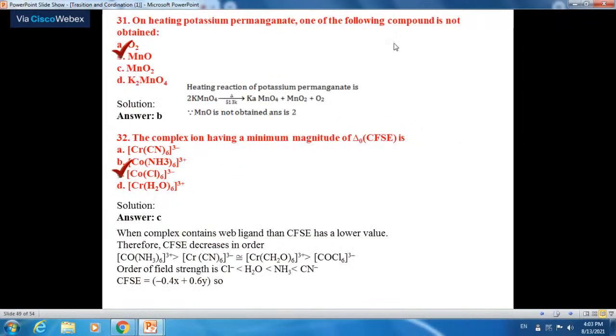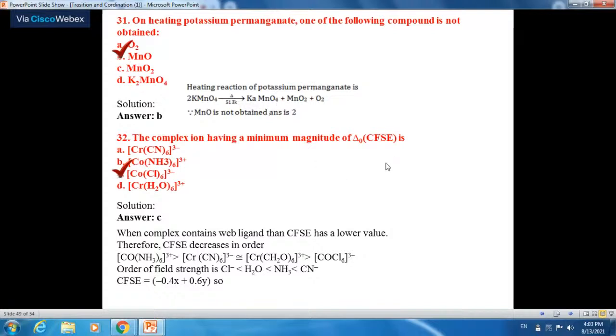On heating potassium permanganate at 513 Kelvin, oxygen gas is liberated. Here a slight mistake has happened. It is MnO. Actually, the answer is MnO.